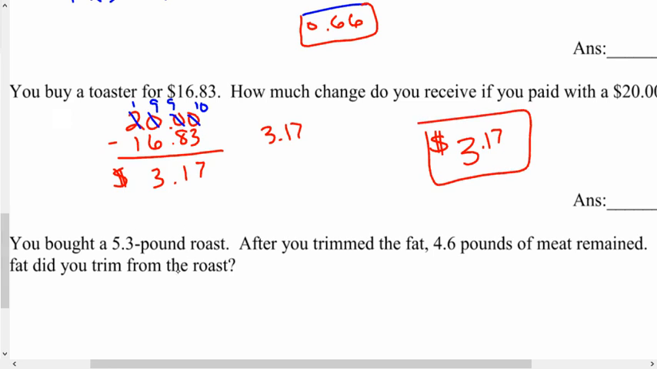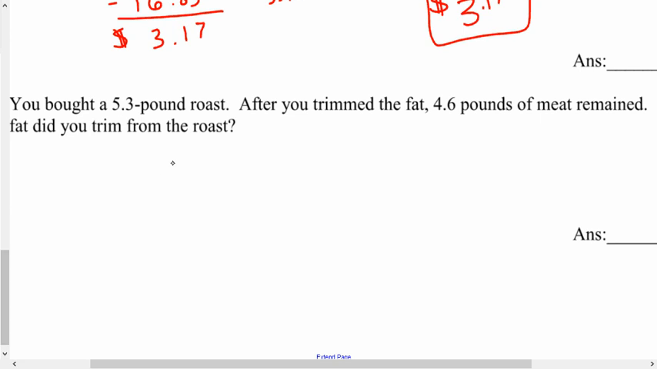You bought a 5.3 pound roast and then you trimmed some fat. 4.6 pounds remained. How much fat did you trim? Well, when we trim, that's subtraction. So we have 5.3, and we took away some fat to get 4.6. If we subtract these, our starting minus our finishing, then we can see what we actually cut off and what we threw away.